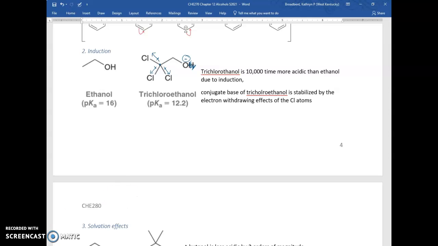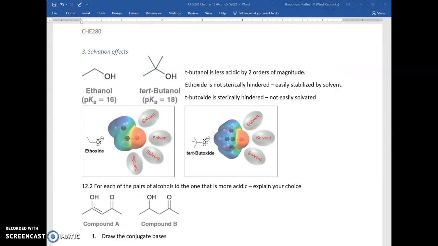There are also solvation effects. This is our least important effect, but tert-butanol is less acidic by 2 orders of magnitude. The ethoxide is not sterically hindered, and so the solvent here can get all around this negatively charged oxygen atom and stabilize it. The tert-butoxide can get fewer solvent molecules around, and so you'll find that the ethanol is more acidic, has a lower pKa.